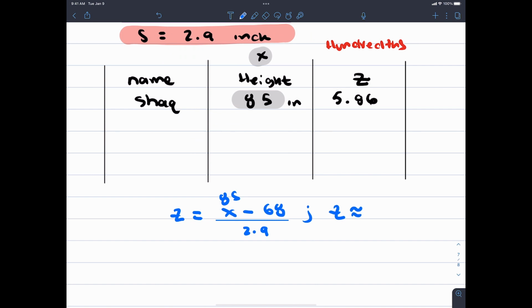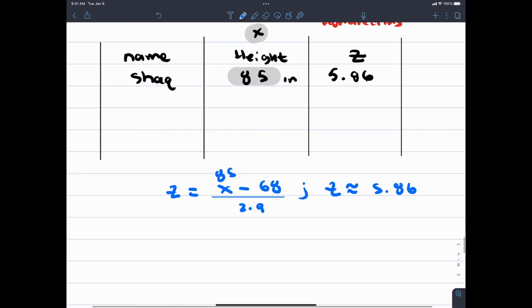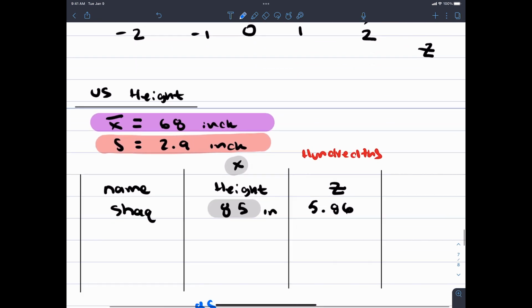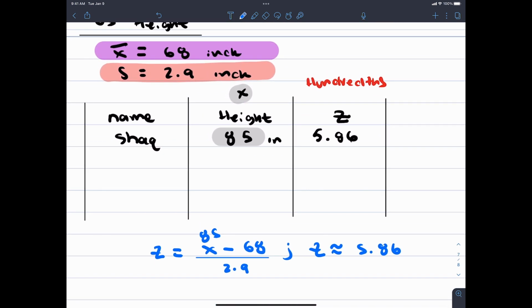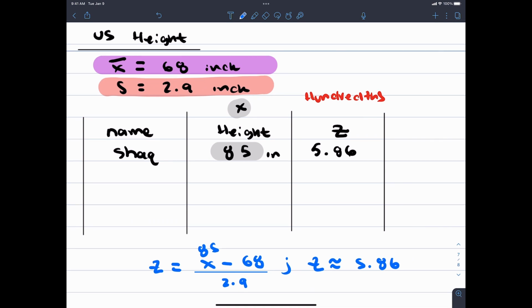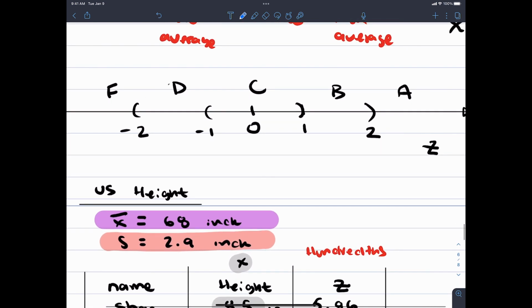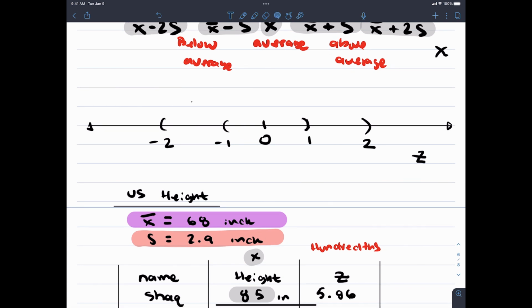So that Z value is 5.86. If I were to give Shaq a grade for his height, what's the problem? Anybody know what the issue is with grading Shaq on height? You really can't give him a grade, can you? You see what I'm saying? So here's my point to you. You have to now not think of it in terms of grades. We're thinking of this in terms of Z-scores.